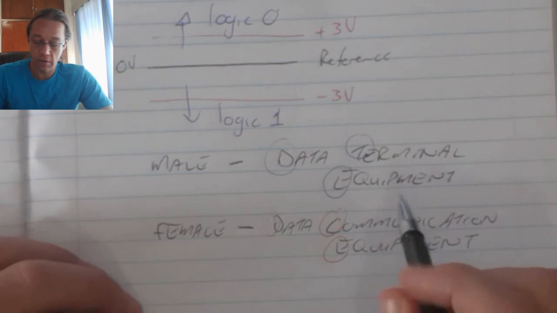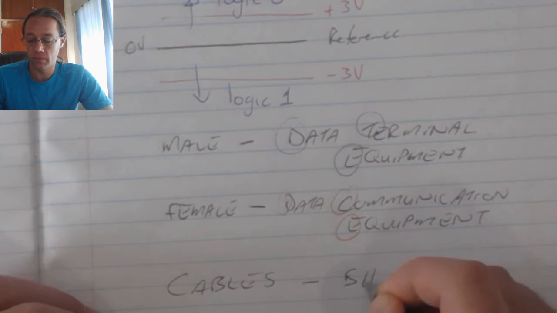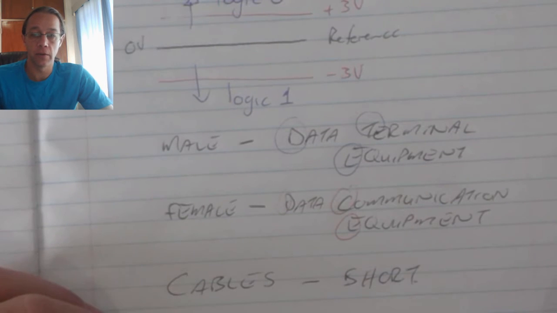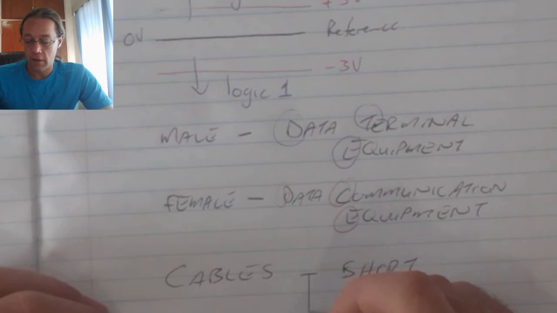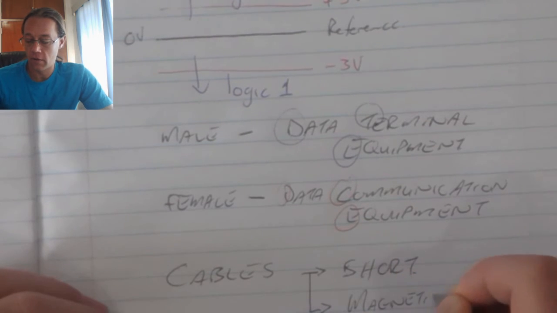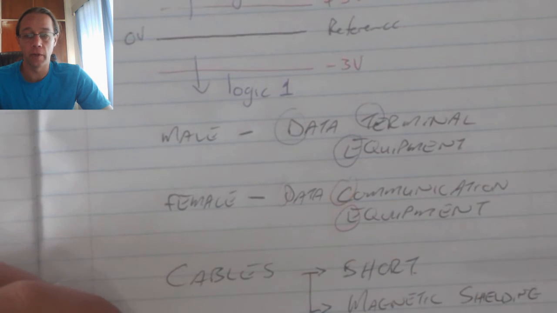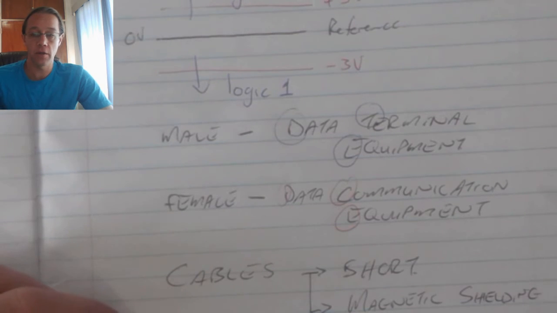To overcome this, data cables are made very short to limit the amount of interference, and secondly, the cables are magnetically shielded. Basically, a layer of aluminium foil is wrapped inside the wire to stop any magnetic fields. This causes the communication cables to be a lot more expensive.